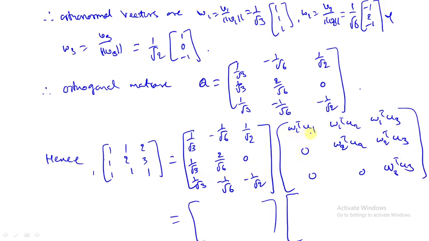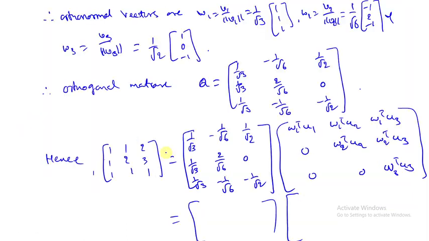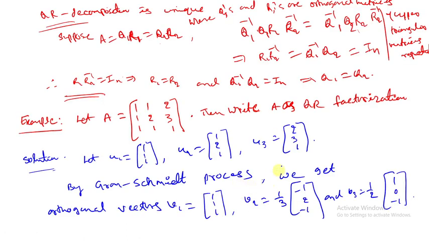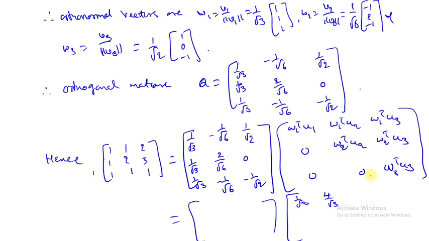The W1 transpose U1: W1 now multiplies the first column of U. We get 1 by root 3 with this W1 and this U, that's 1 by root 3, so next we get 4 by root 3. W1 and U2, what is U2? U2 is this one: 2 plus 1 plus 1, 4, so 4 by root 3. Next this one is 6 by root 3, then 0.